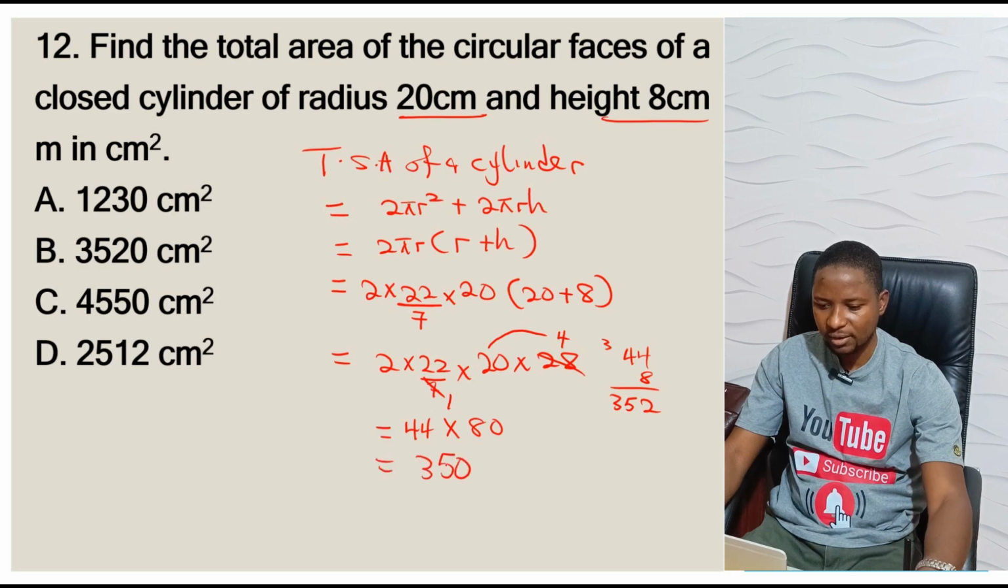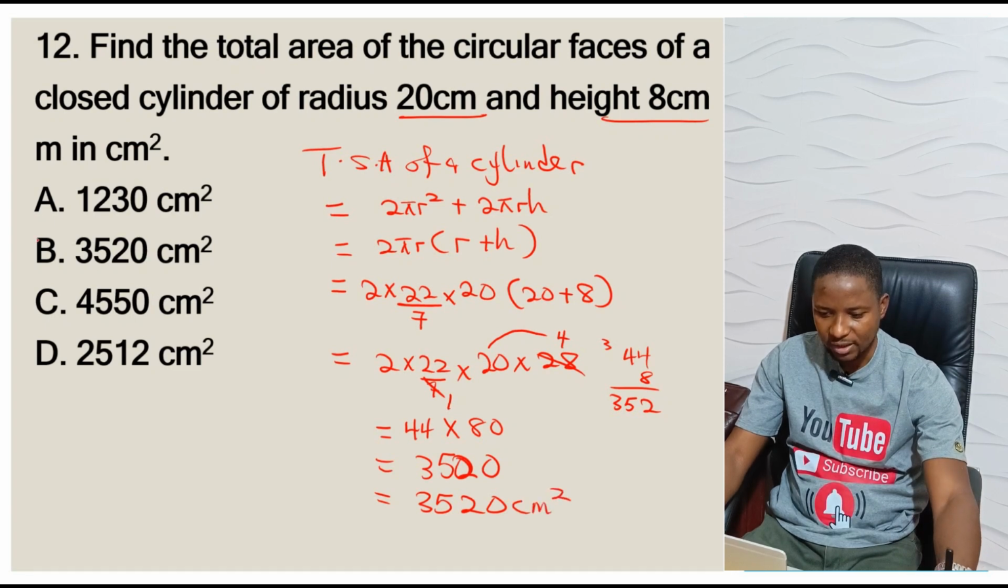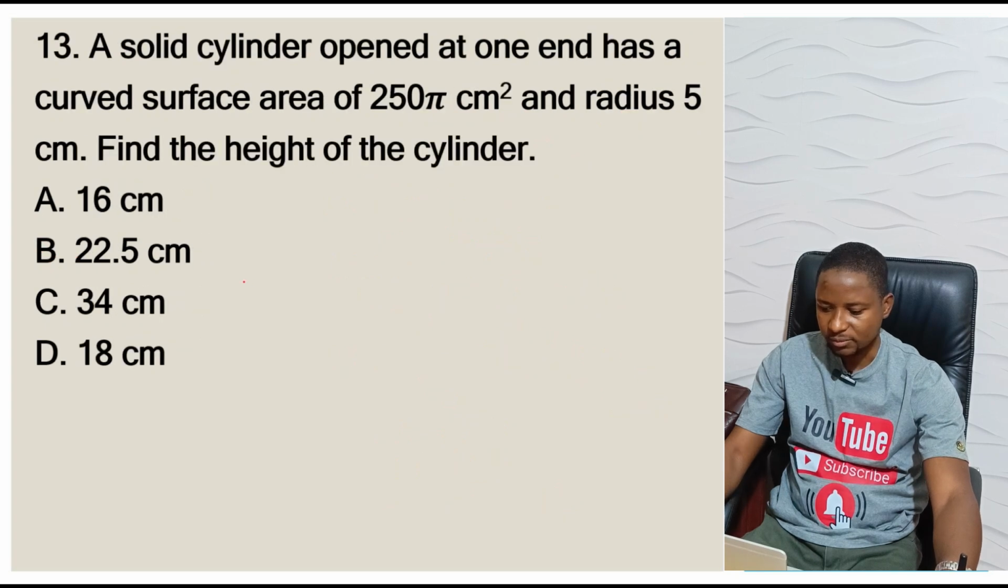So you have 3, 5, 2 rather, and 0. Again, you have 3, 5, 2, and 0. And your answer will be in centimeters squared. 3520, 3,520. And that is B.